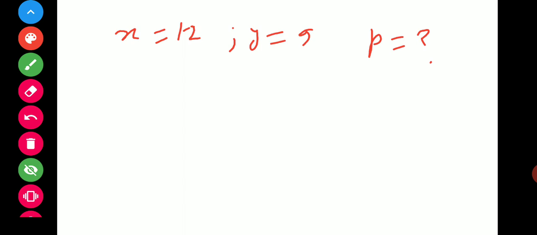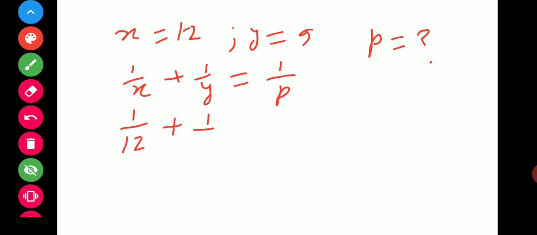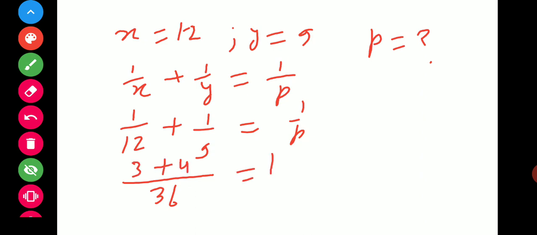So how can we do this question? First, we find what they can work in 1 day. So 1 upon x in 1 day, 1 upon y in 1 day. Both of them together, 1 upon P. So 1 upon x, which is 12, plus 1 upon y, which is 9, is equal to 1 upon P. Taking their LCM, the LCM is 36, and 12 goes 3 times and 9 goes 4 times. So 1 upon P is 7 upon 36.